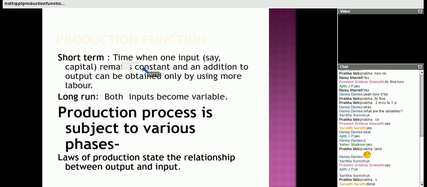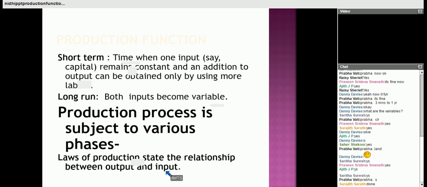So what is the short term? It is the time when one input remains constant and an addition to output can be obtained only by using more labor. That is the short term. In the long run, both the inputs become variable. Both means the labor and the capital. They both are variable. They can be changed.